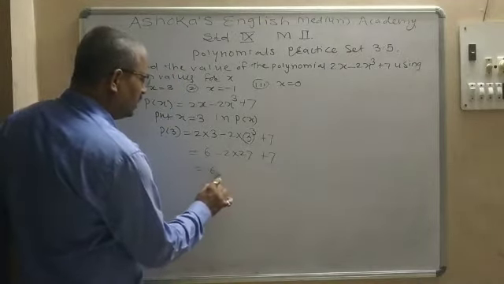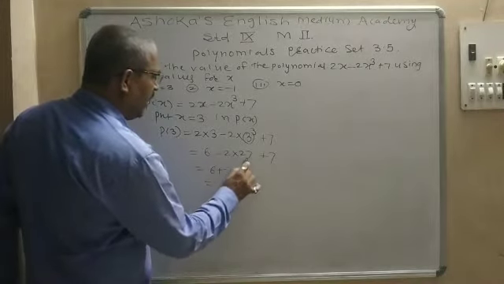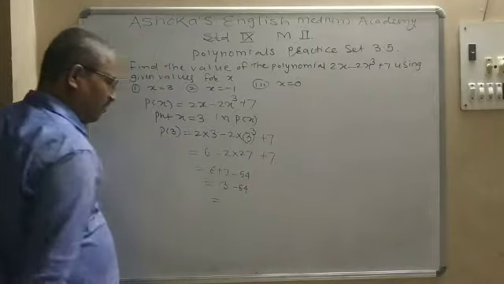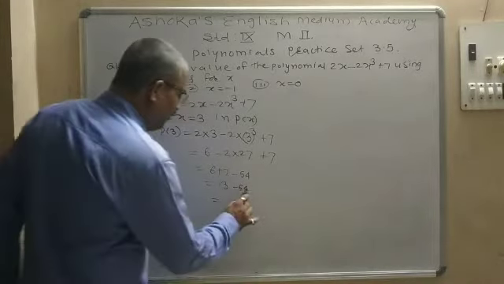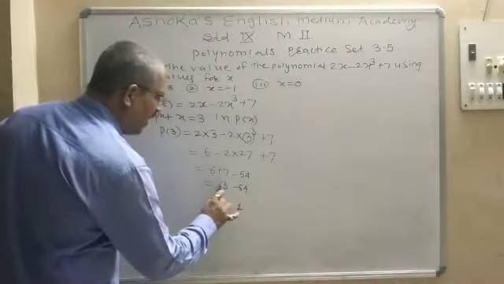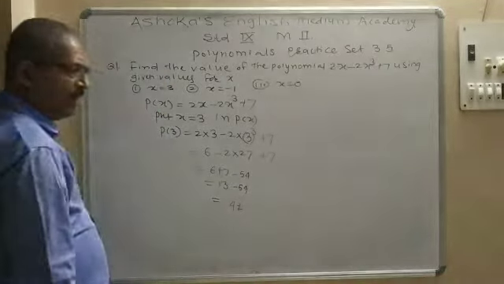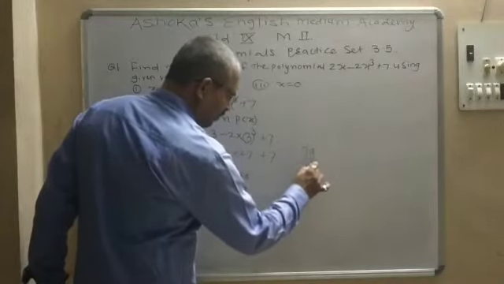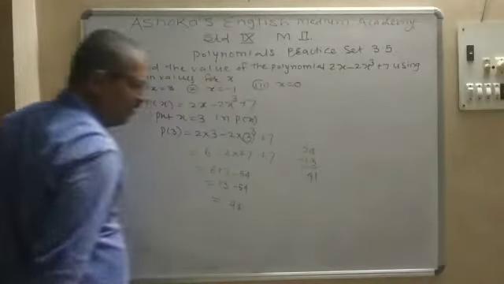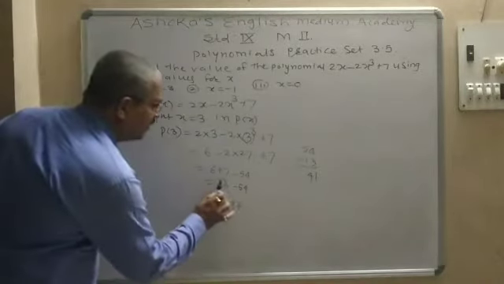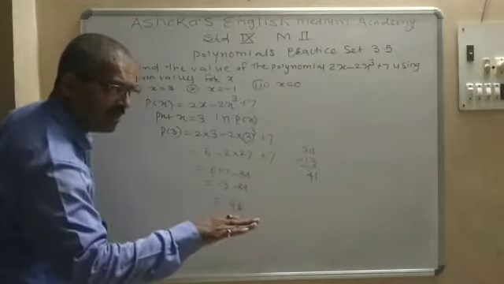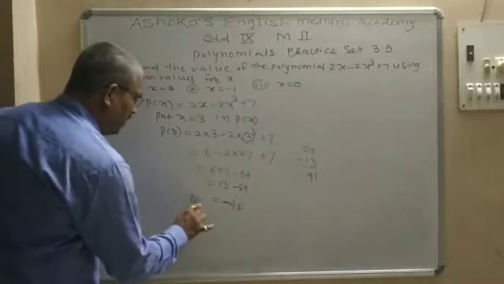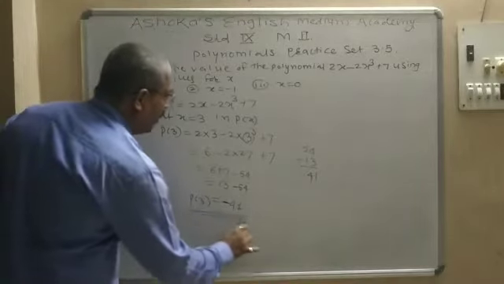Now here 6 plus 7 means 13, and 27 2s are 54, so we subtract 54 minus 13. How many will remain? 4 minus 3 is 1, 5 minus 1 is 4, so 41. Understand what I did? 54 minus 13. And who is the greater number, 13 or 54? 54 is the greater number. What is the sign of 54? Negative sign. Therefore the remainder is minus 41.